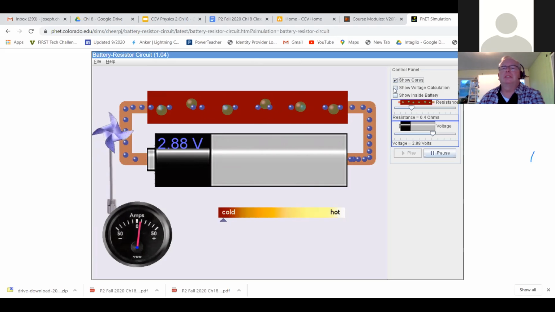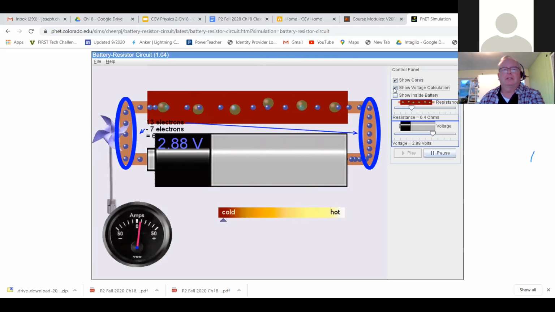Now let's take a look at the voltage calculation and see how we're doing. In black here, and it doesn't stand out particularly well, it's counting the number of electrons that are doing their thing. And so we have a connecting wire or a resistor, and that's holding back the current flow. And here's where we're doing a little bit of useful work.